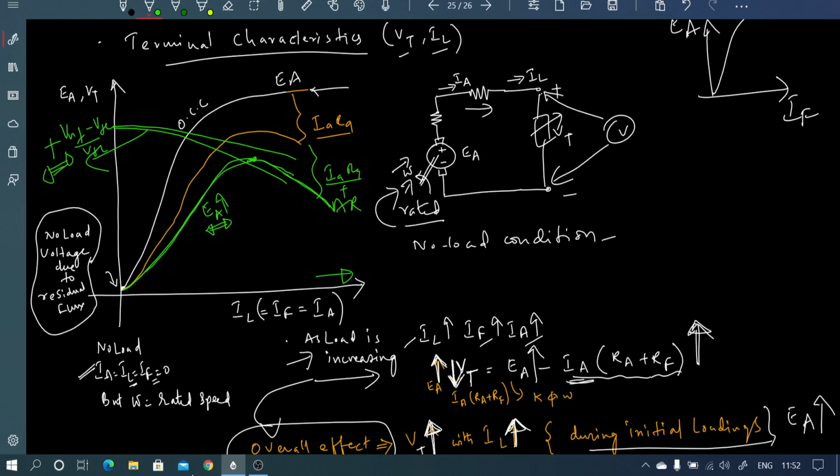But in case of series generator, the no load voltage is very small, and the full load terminal voltage will increase. So this term is greater than this term, so we have a negative voltage regulation in case of a series generator, DC series generator. This is what you need to observe.